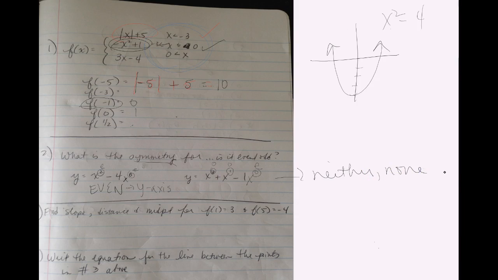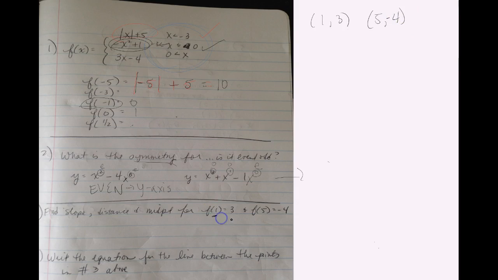Okay, cool. So number 3, find the slope, distance, and midpoint for the following. On that one, I just gave you 2 points. Now I know it's not written as a point, but this first one could definitely be written as the point (1, 3), and the second one could be written as the point (5, -4), because that's just the x and the whole thing is the y. So just 2 coordinates.